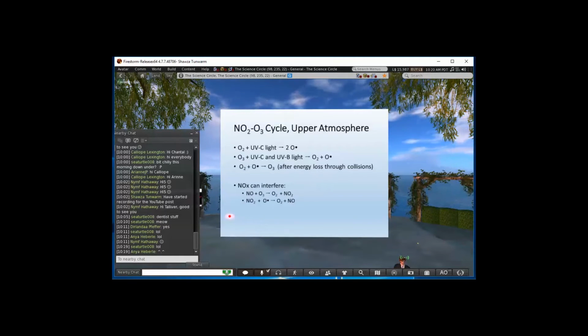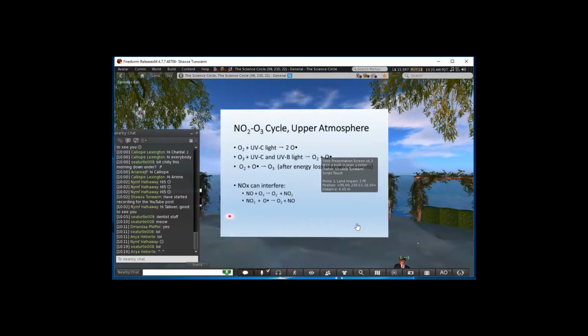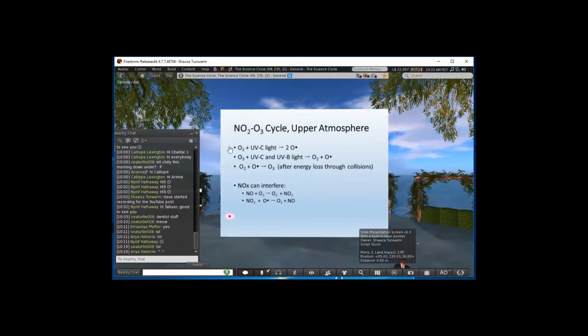This is how nitrogen oxides can interfere in the ozone layer in the upper atmosphere. So the usual cycle is shown up here in these 3 steps at top.